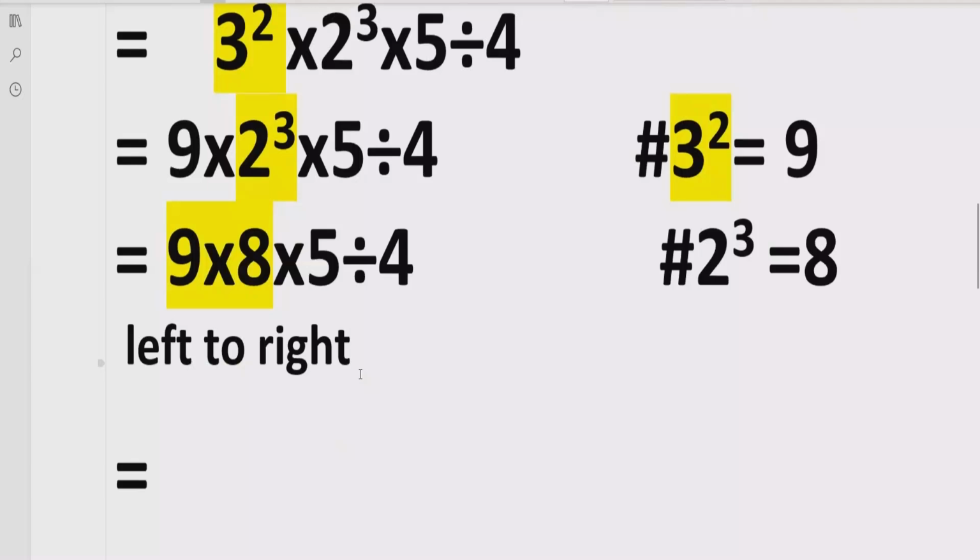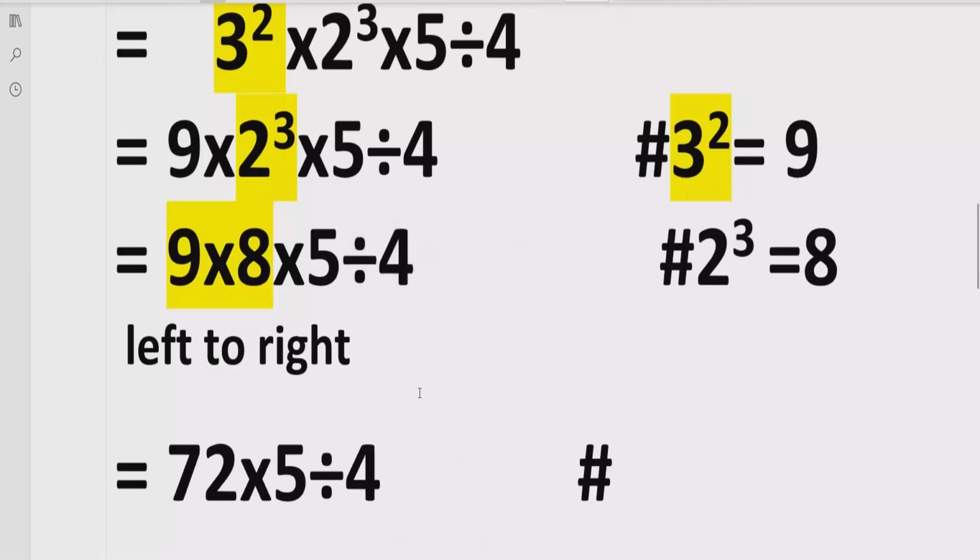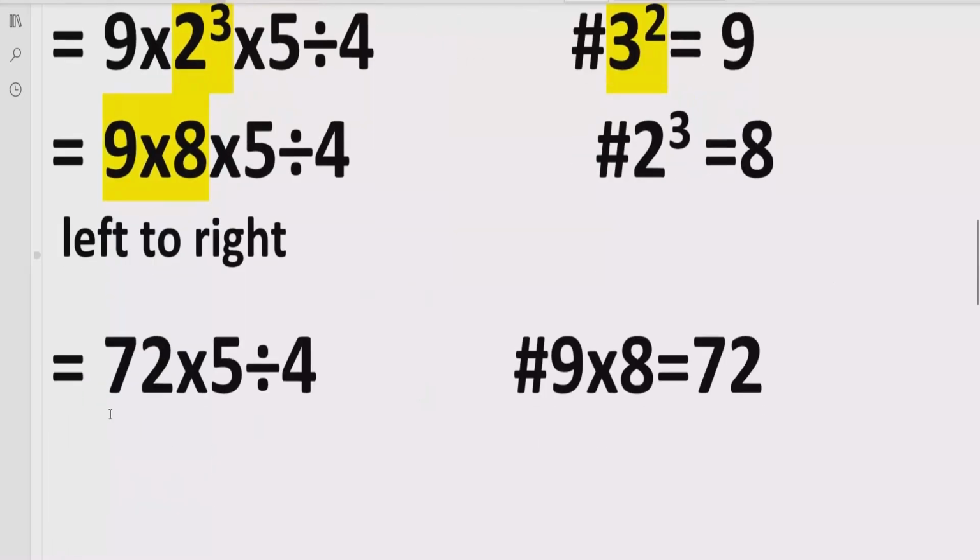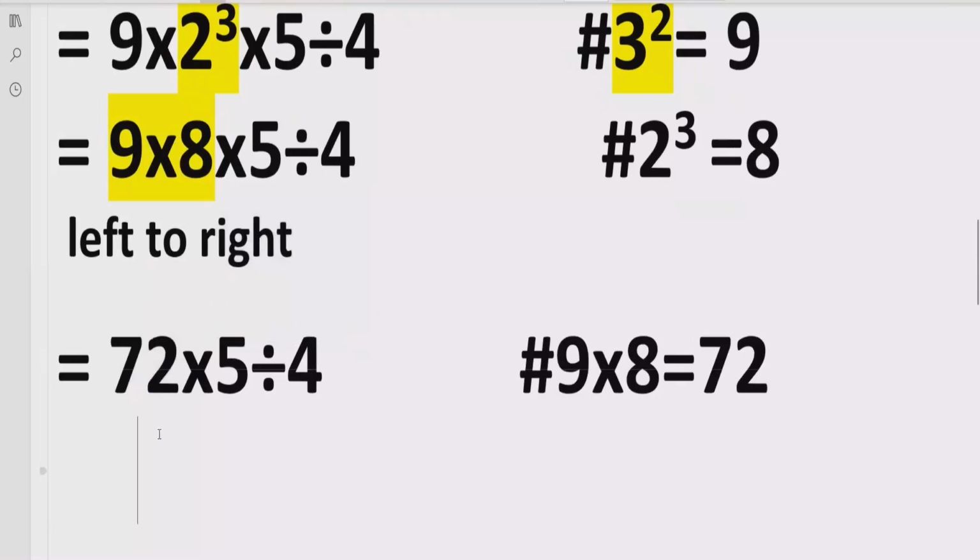So now we multiply 9 by 8 and get the answer 72. And multiplied by 5 and divided by 4, we will write as it is here. And give the reference here: 9 multiplied by 8 equals 72. Now we have solved this one. And now we will go left to right in our expression and find out which is coming first. Here we have this multiplication. We will solve this multiplication.